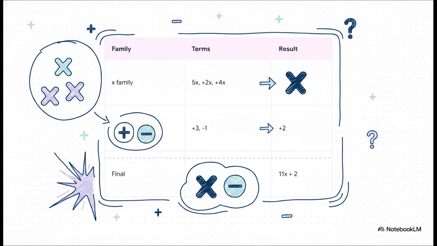First, the x family. We grab our 5x, our positive 2x, and our positive 4x. Adding those coefficients, 5 plus 2 plus 4 gives us 11x. Next, we group the constant family, positive 3 and negative 1. 3 minus 1 equals positive 2. Put the whole shebang together, and our final perfectly sorted result is 11x plus 2. See how much cleaner that is? The chaos is totally gone.